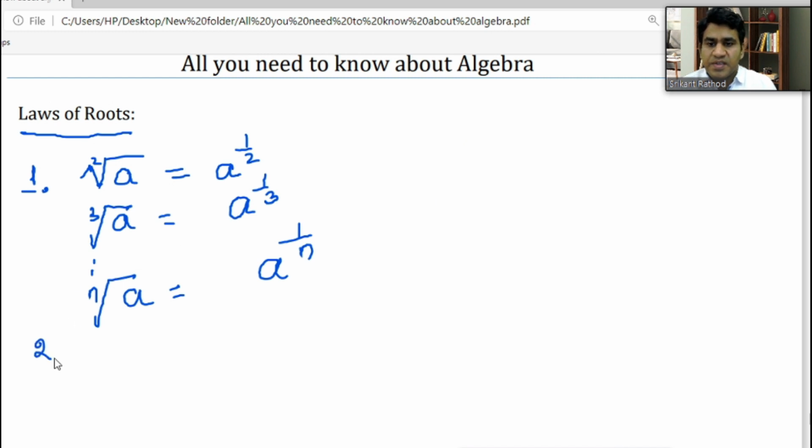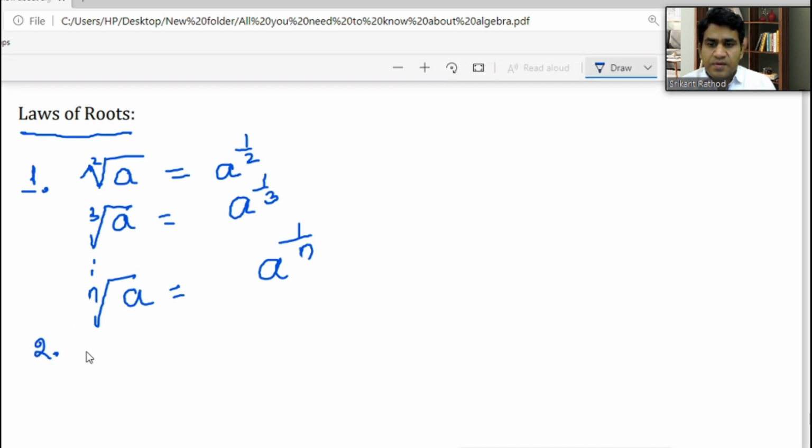Okay, the second rule here is, whenever there is a multiplication of two roots, root a times root b, I can write it under the same root, that is a into b. If it is possible for me to simplify, I can simplify. If not, I can keep them as it is.